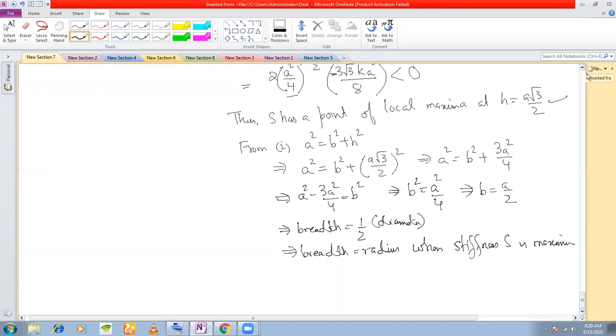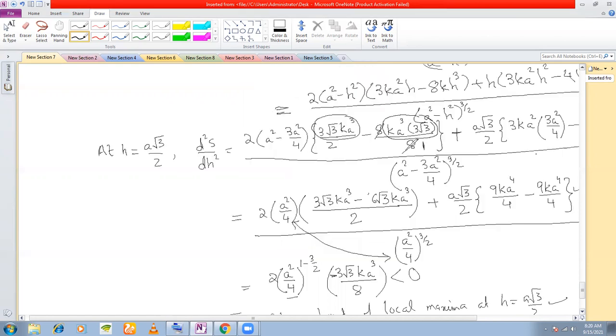Sir, how did you do that calculation? Which one? Just that calculation part only. Okay, tell me. This one. Okay, now see here. If you see, I had cancelled this 8, right? If I cancel this 8, what will I have left? 3 root 3 a cube by 2, isn't it here? And what am I left with here?